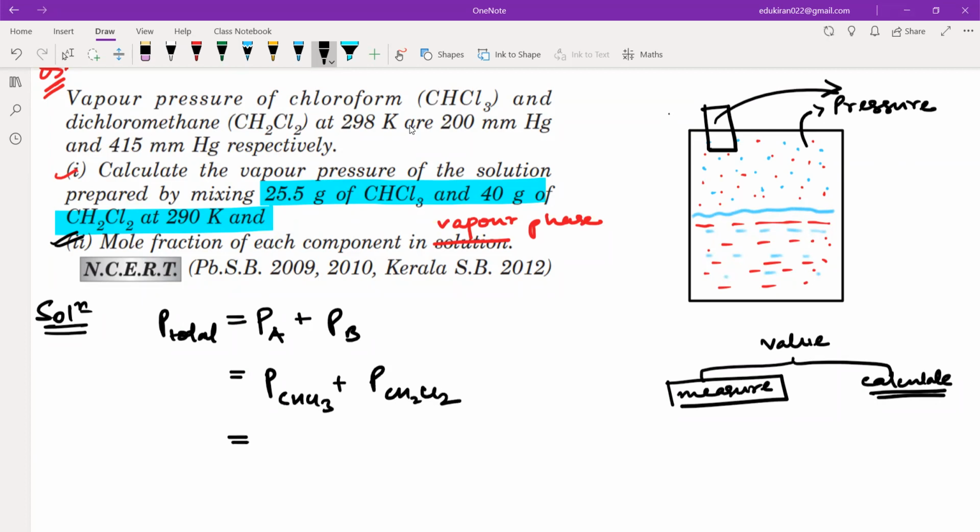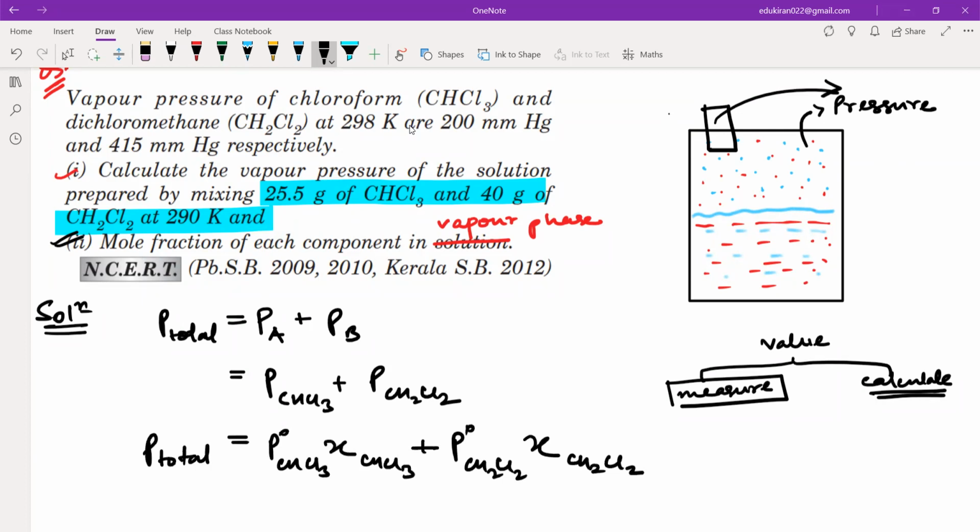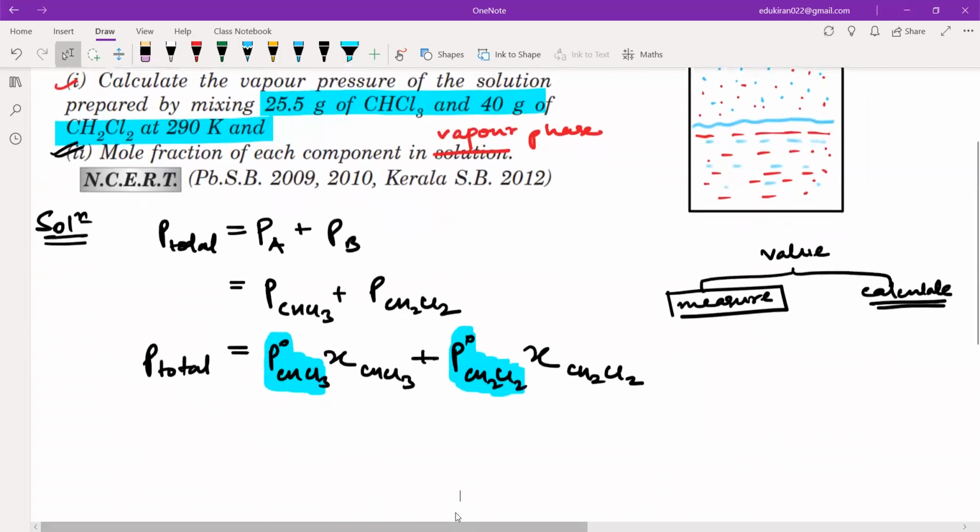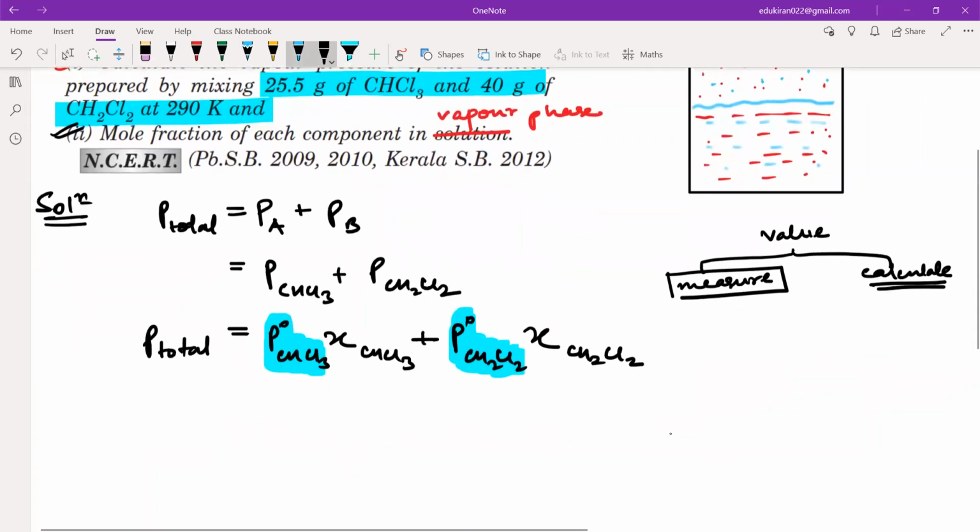Now this will be equal to the P naught of CHCl3 into the mole fraction of CHCl3 plus the P naught of CH2Cl2 into the mole fraction of CH2Cl2, and we will get the P total. In this case, they have given us the pure vapor pressure of CHCl3 and of CH2Cl2. From this information you can calculate the number of moles, and hence the mole fraction. So let us write down the important information, then we will start calculating.